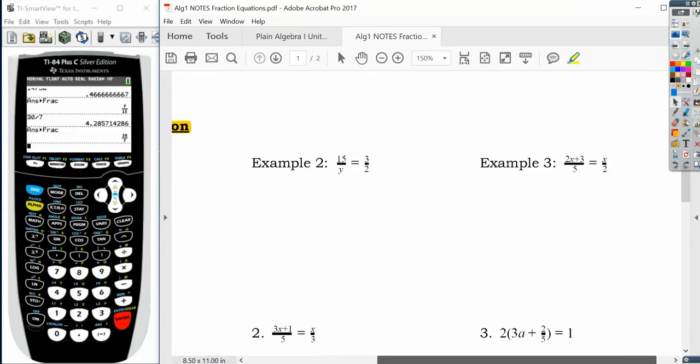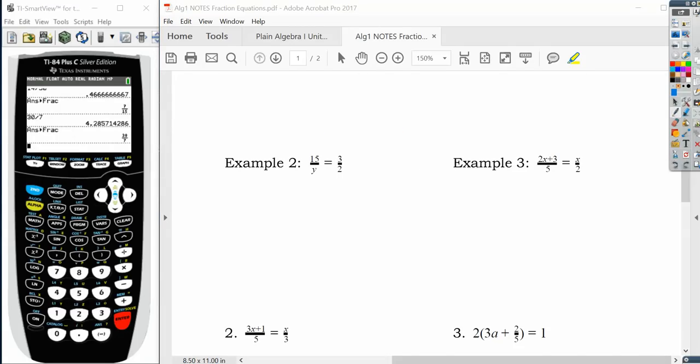Let's go over and let's look at the last example. Notice the last example, if I do 5 times x, I know I have to cross multiply first off because it's fraction equals fraction. So 5 times x is 5x. And then I have to do 2 times 2x plus 3. So is this 2 being multiplied to 2x? Is this 2 being multiplied to 3? Or is this 2 being multiplied to both? Being multiplied to both. So 2 times 2x is 4x. And 2 times 3 is 6.